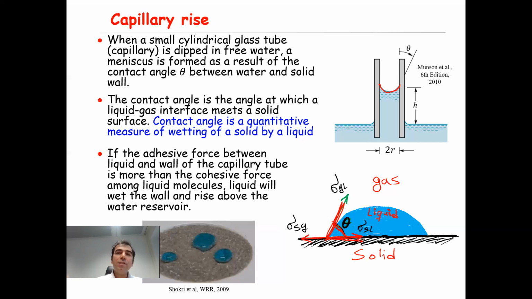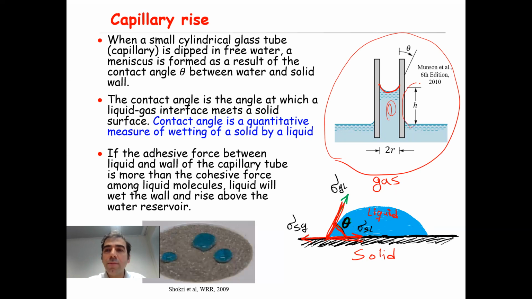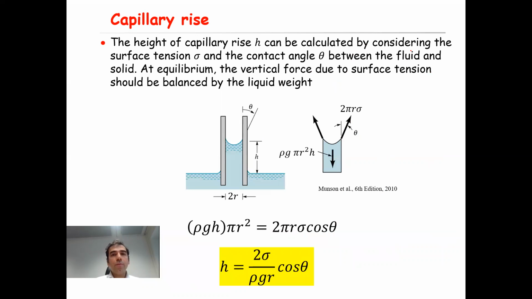In the case of this picture here, if the adhesive force between the fluid and the surface is more than the cohesive force between the molecules within the bulk liquid, the fluid wets the surface and rises above the water reservoir. So the question here is how to estimate this capillary rise, represented by the parameter h. The radius of this tube is r, or the diameter is 2r, and theta is the contact angle.